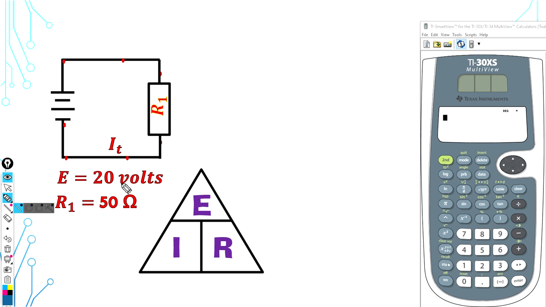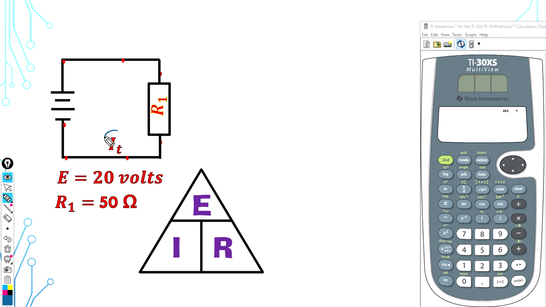So here, if we're looking for volts, I cover up my E, and it's going to be I times R. If I'm looking for my current, I cover up my I, it's E divided by R. And if I'm looking for my resistance, I cover up my R, it's E divided by I.